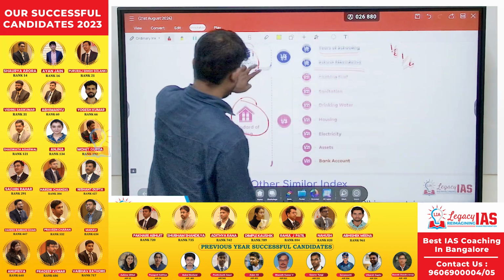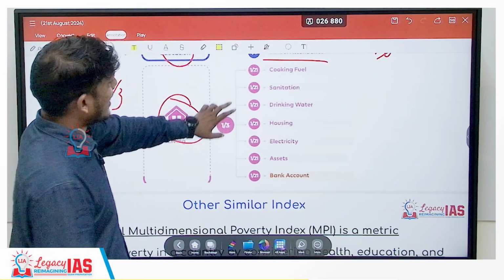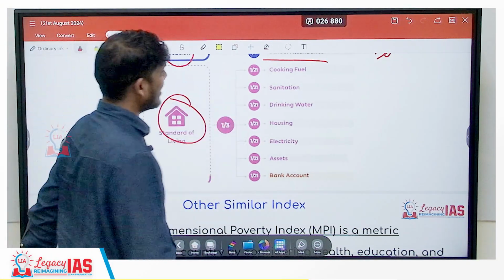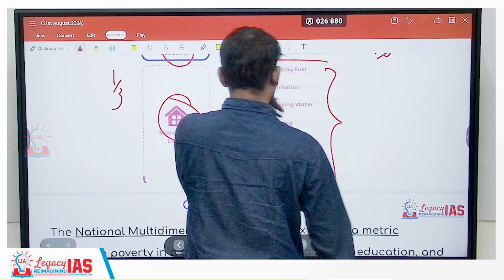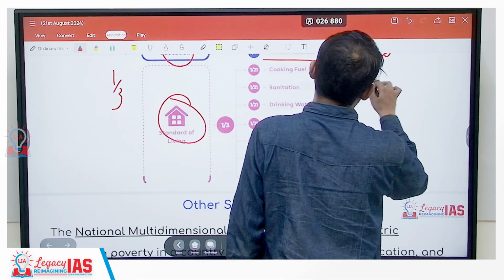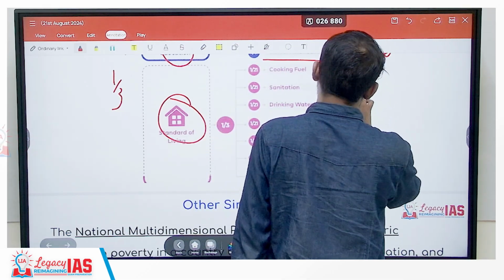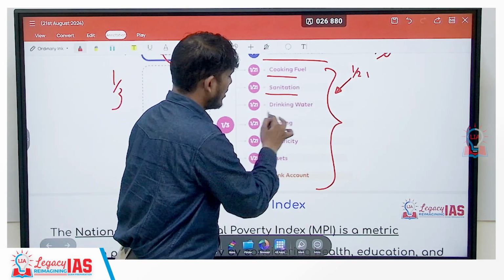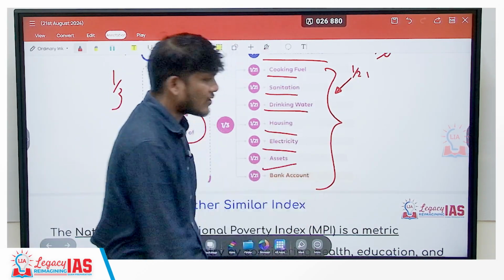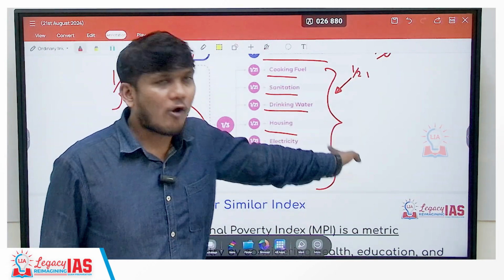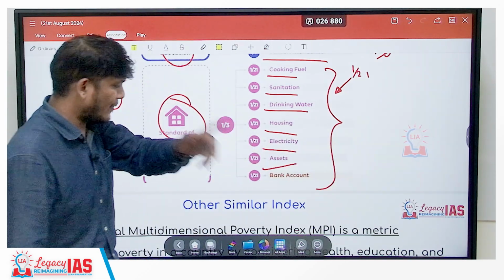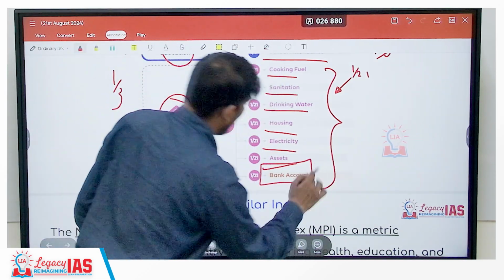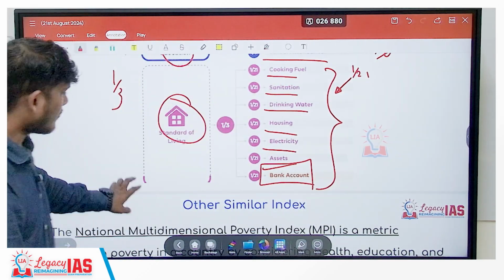When it comes to standard of living, there are I think 7 indicators, and each has similar weightage, that is 1/21 for all. What are these? Cooking fuel, sanitation, drinking water, housing, electricity and assets. The same things you would also find in the multidimensional poverty index, but there is an additional thing over here, that is the bank account.